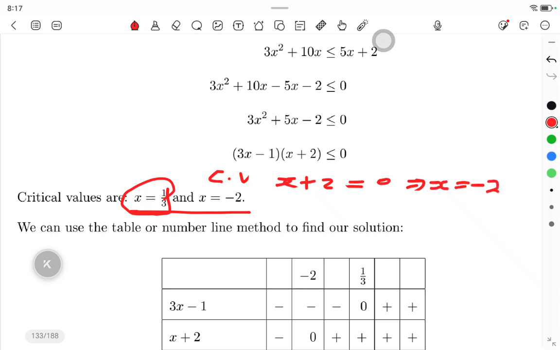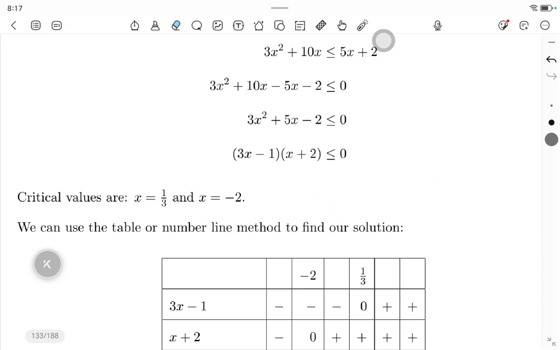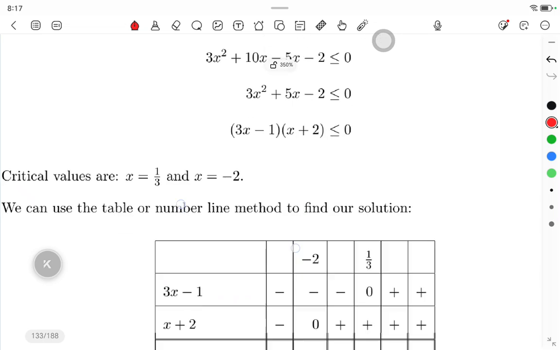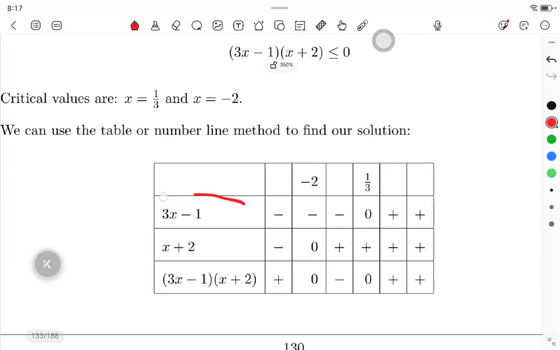So now I need those critical values. I'm going to take those critical values. You need to make sure that when you put an equal sign, those are your critical values. I'm going to come to the table. I must have 3 sections here.